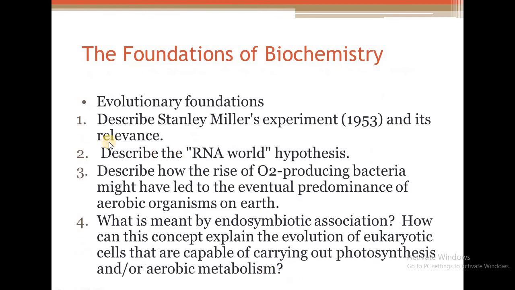Next, short questions from the section Evolutionary Foundation. First, describe Stanley Miller's experiment of 1953 and its relevance. Number second, describe the RNA world hypothesis. Number third, describe how the rise of O2-producing bacteria might have led to the eventual predominance of aerobic organisms on earth. Number 4, what is meant by endosymbiotic association? How can this concept explain the evolution of eukaryotic cells that are capable of carrying out photosynthesis and or aerobic metabolism?